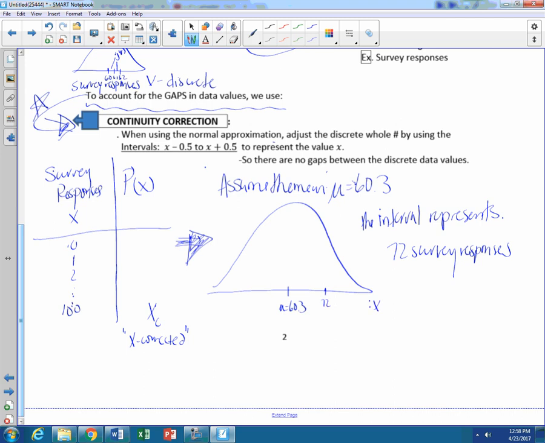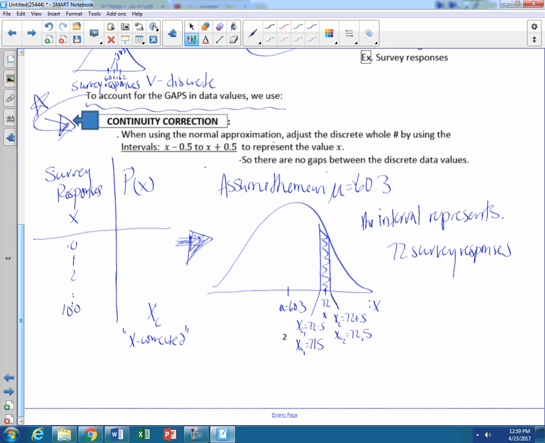Again, we're talking about just one value, but it doesn't make sense on our normal continuous curve. So what we're going to do is take the value just above it. If this is x, then I can call x corrected, one of them would be 72 plus 0.5. In other words, x corrected maybe sub 2 is 72.5. And we can have one just below it, x corrected sub 1, is equal to 72 minus 0.5, or in other words, 71.5.